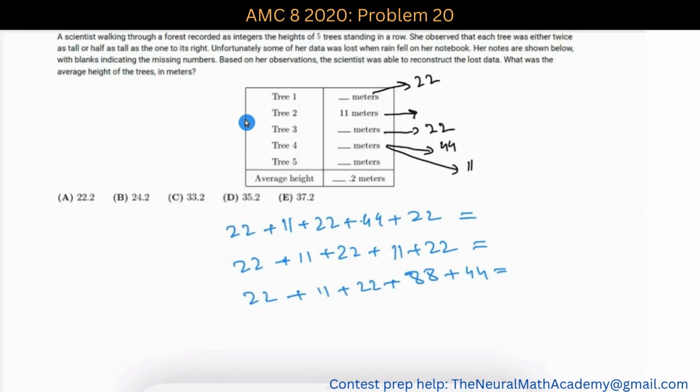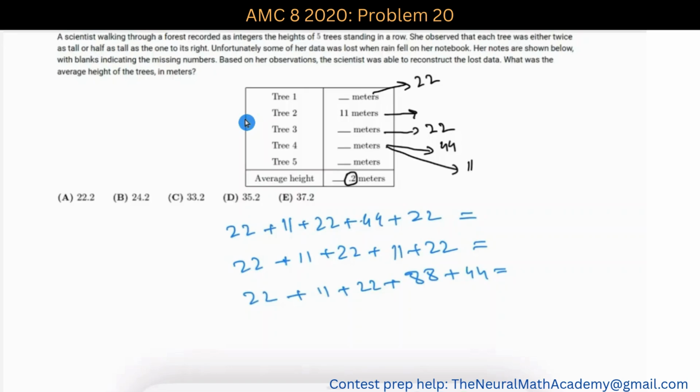So one of the main observations that we can make from these numbers is that in order for the average to end in .2, the sum of the numbers should be equal to 1 greater than a number divisible by 5. So all we need to see is that the sum should either end in 1 or end in 6. So let's see which sum ends in 1 or 6.